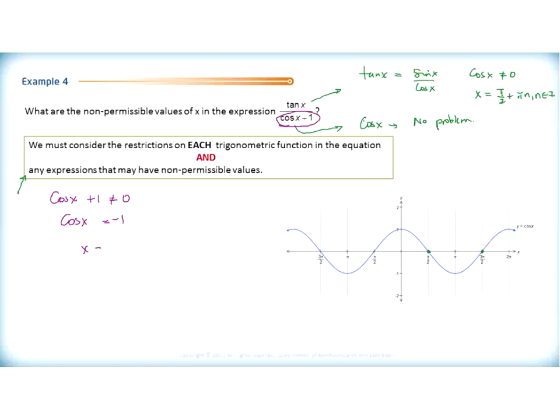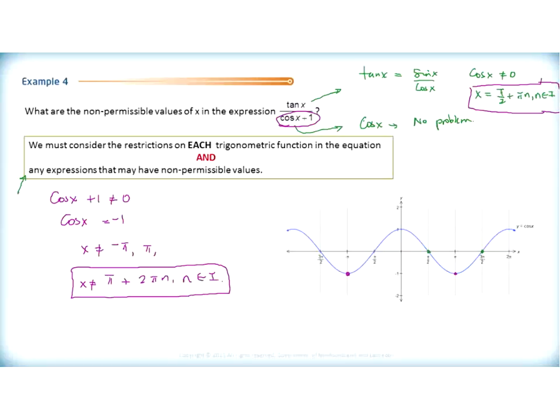Where is cosine x equal to negative 1? Cosine x is equal to negative 1 here and here. So cosine x can equal negative pi or pi, and so on. Now, if we want to write this as a general solution, you see 2 pi is not an answer, 0 is not an answer. So I can write x cannot equal pi plus 2 pi n, where n is the number of I. So this is a set of non-permissible values, and this is a set of non-permissible values.